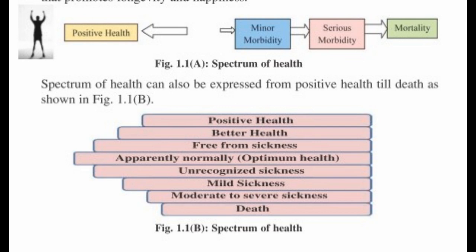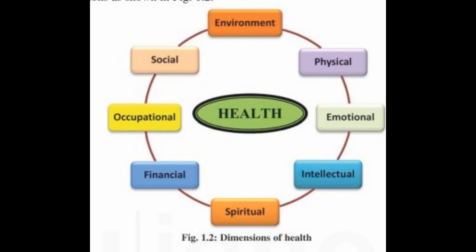1.3 Dimensions of health. Health encompasses a broader concept than the 3 components described in WHO definition of health. Pursuit of optimal health includes physical, emotional, intellectual, spiritual, occupational, financial, social, and environmental dimensions as shown in Fig. 1.2. Figure 1.2. Dimensions of health. Look at the screen. Let us now go through each dimension of health briefly.